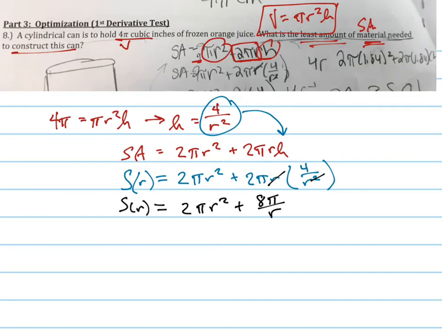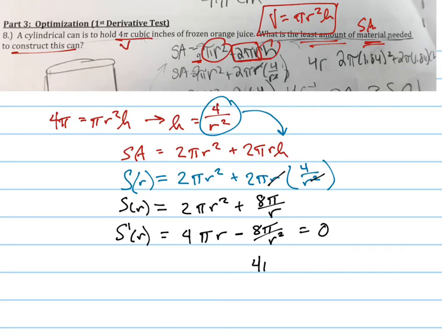That's S of r. Now let's take the derivative. When I take the derivative of this, it allows me to find the max or the min. So that's 4 pi r minus 8 pi over r squared. I was kind of doing that in my head, but make sure you know how to do that in case you don't remember. Now I'm going to set that equal to 0, because that tells me maxes and mins. Derivatives are giving you the rate of change, and you want to know when the rate of change is 0, which means it's at the max point or the min point.